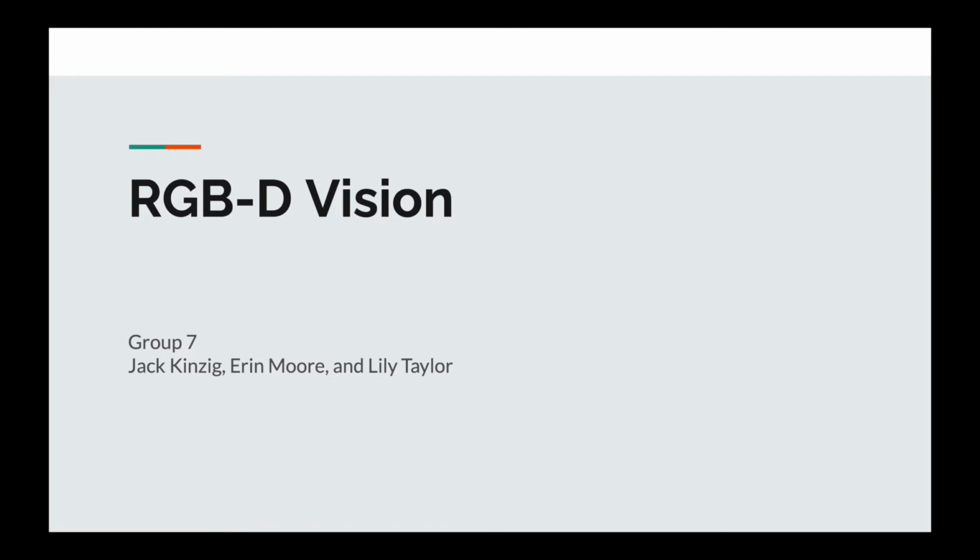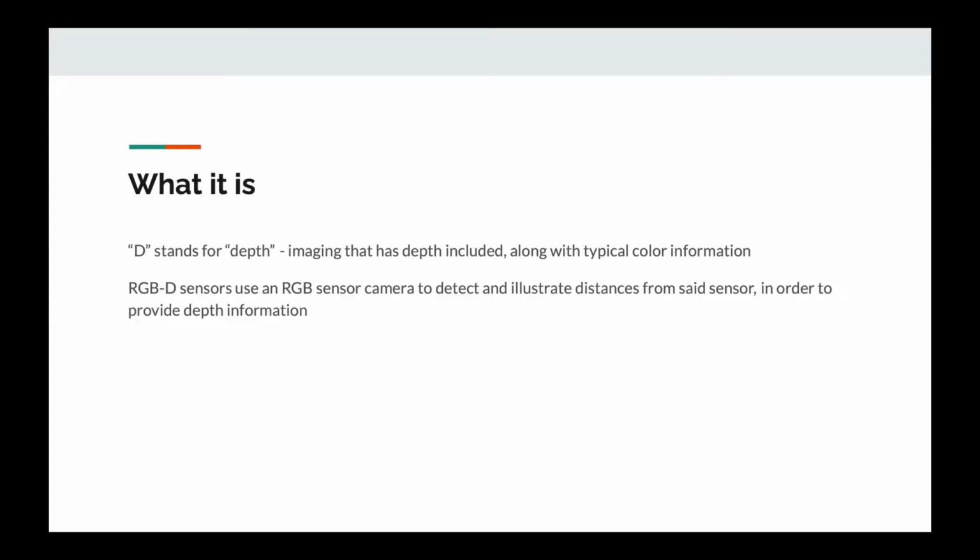Everyone, we are Group 7 and our project topic is RGB-D Vision. So to start off, you're probably wondering, what is that, right? You're most likely recognizing the RGB, so the red, green, blue, but then there's a D tacked onto there and you're probably wondering what that stands for. So basically that stands for depth.